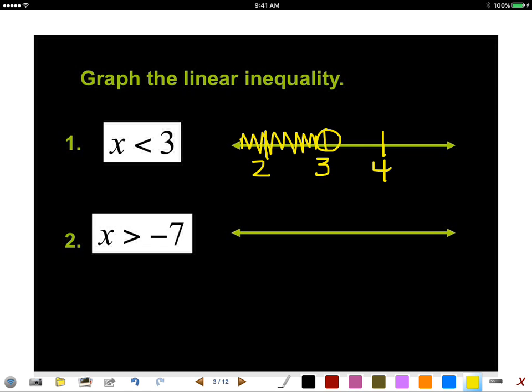Yes? Miss Contis used to say that you can just draw like this. The sign is an arrow and it'll point to the direction. You can, as long as the variable's on the left.